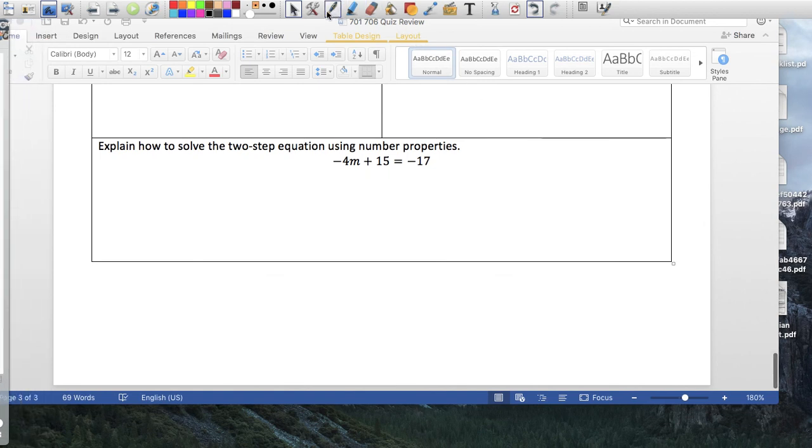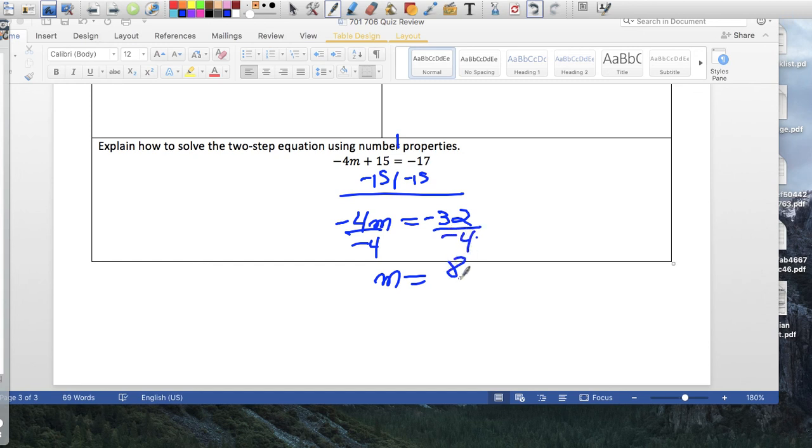And this one, the way I want you to do it: first I did the inverse operation of plus 15, which is minus 15. I did minus 15 on both sides, right? Minus 15 over here, minus 15 over here. And then the plus 15 and the minus 15 equals 0, so I brought down negative 4m, and on the other side equals negative 32. Then I did the inverse operation of multiplication, so I divided both sides by negative 4. On one side those two negatives give me a positive, so I'm left over with m. On the other side I divided negative 32 by negative 4, which gives me positive 8. And I want all that written down.